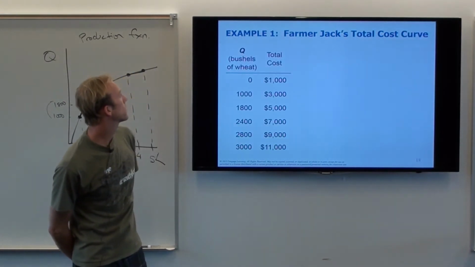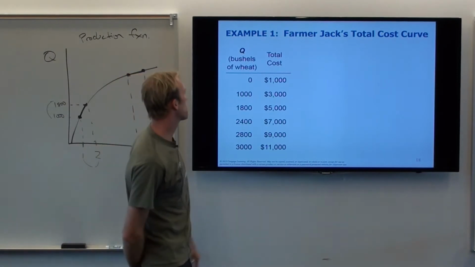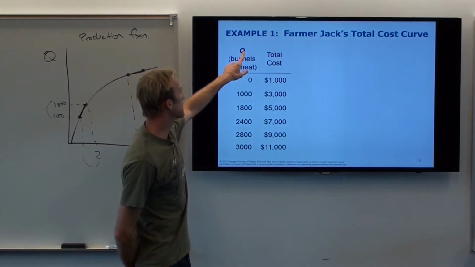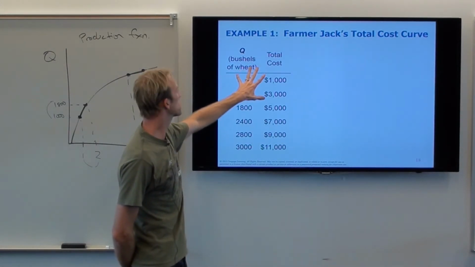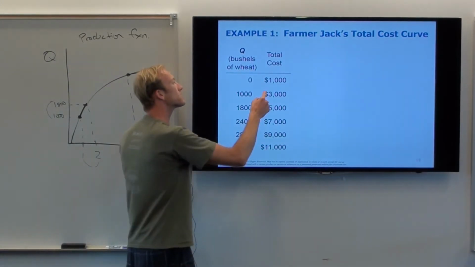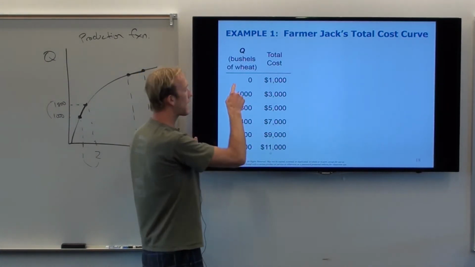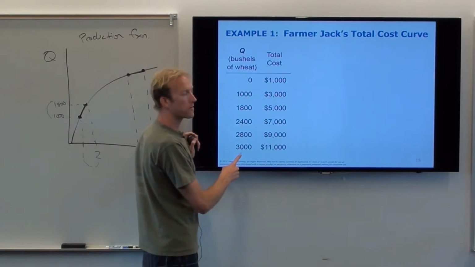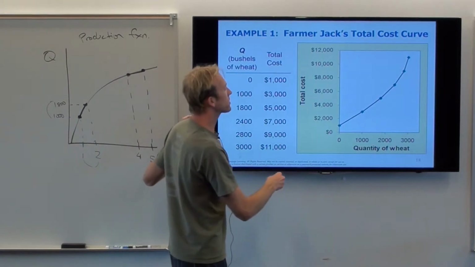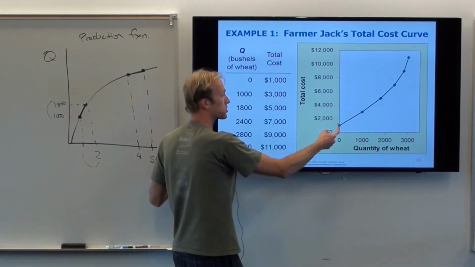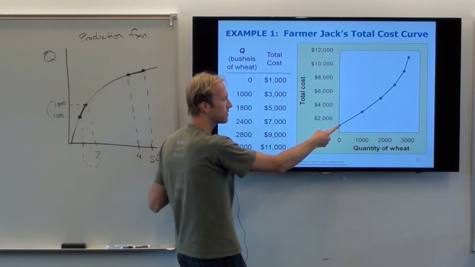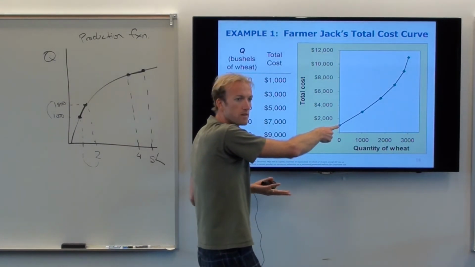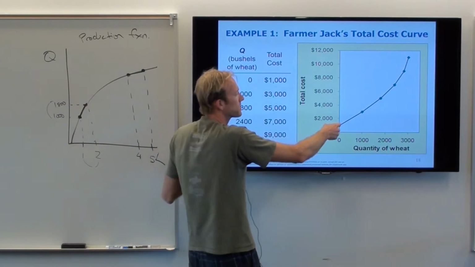Let's think about the total cost curve. So I'm just taking the Q column and the total cost column from that previous slide. Okay, I threw away all the other columns. So basically, here's how his costs go up as his production goes up. Okay? And if I graph that, it looks like this. At 0, strangely enough, I still have a cost. How do I still have a cost if it's at 0? I'm not making anything. Why do I still have a cost? The land, right? The rent or whatever it is, the implicit rent on the land.